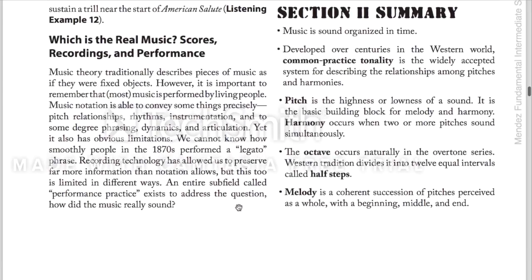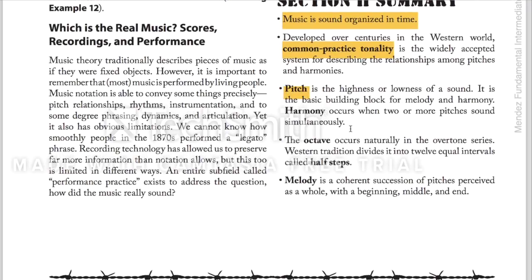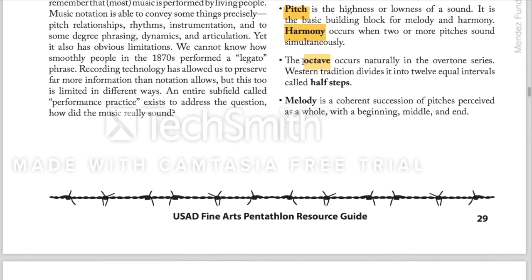So now let's go ahead and talk about the section 2 summary. Music is sound organized in time. Developed over centuries in the Western world, common practice tonality is the widely accepted system for describing the relationship among pitches and harmonies. Pitch is the highness or lowness of a sound. It is the basic building block for melody and harmony. Harmony occurs when two or more pitches sound simultaneously. The octave occurs naturally in the overtone series. Western tradition divides it into 12 equal intervals called half steps. Melody is a coherent succession of pitches perceived as a whole with a beginning, middle, and end.